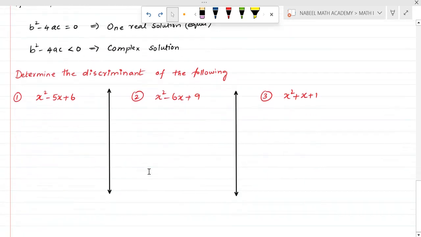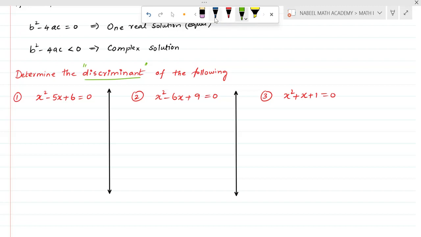Let us discuss here. I will have three quadratic equations. I have to find only the discriminant. No need to solve here. In the question, it is not asking to solve. It is asking only the discriminant. What is the nature of the root? Whether it is real and equal, real and different, or complex.